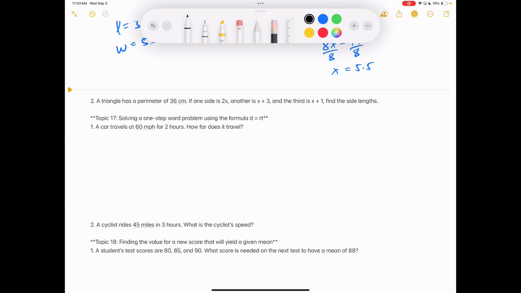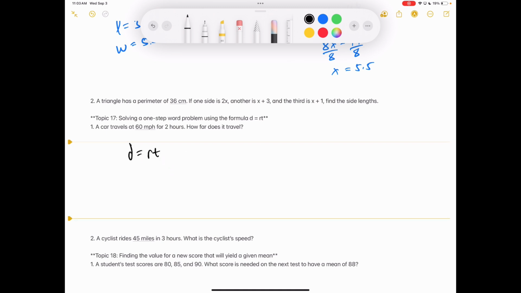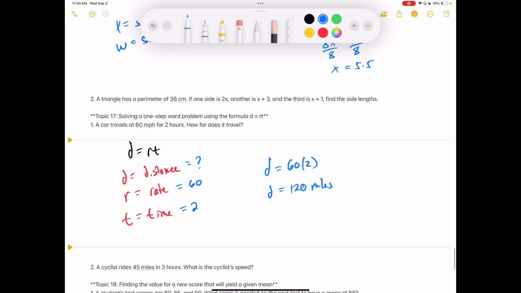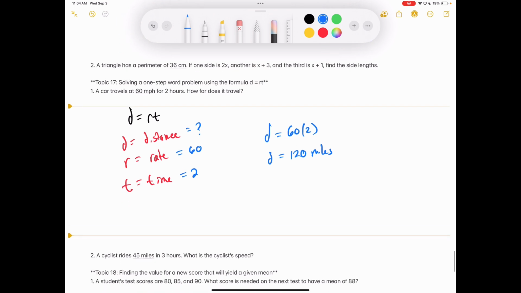All right, D equals RT. So I said this earlier, when you get a formula, label what everything means. The distance, the rate, and the time. Okay. So here my car travels at 60 miles an hour for 2 hours. How far does it travel? So I do D equals R times T. So it's 120 miles.